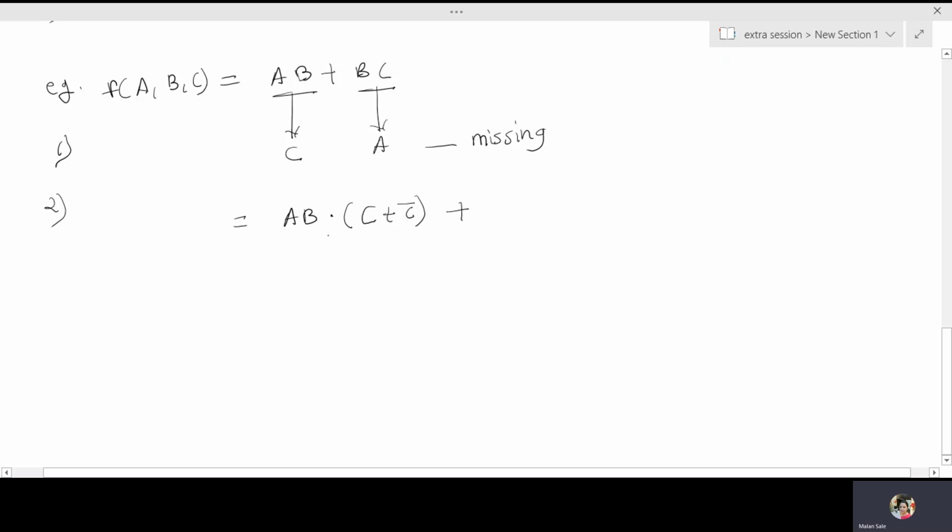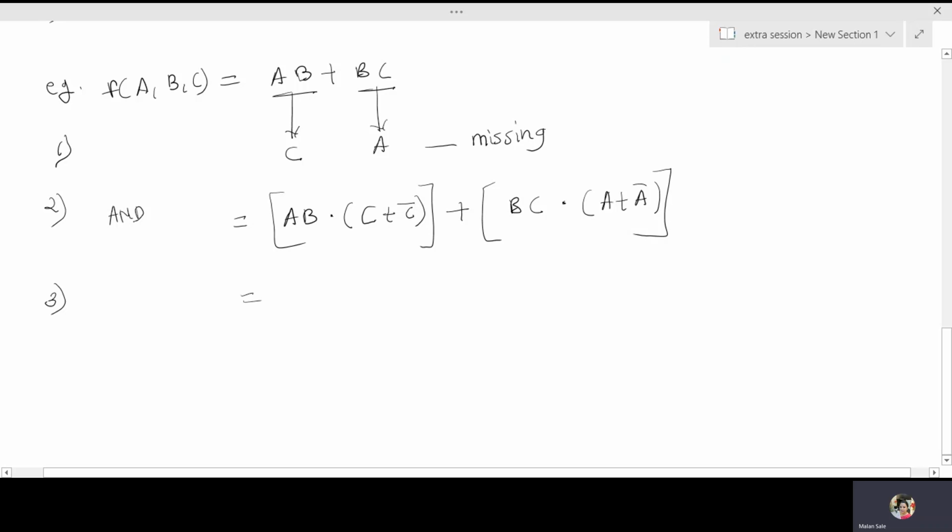This is my first term. Similarly, the second product term BC is missing the literal A and it is ANDed together with the term which is formed by the OR operation of the missing literal and its complement.